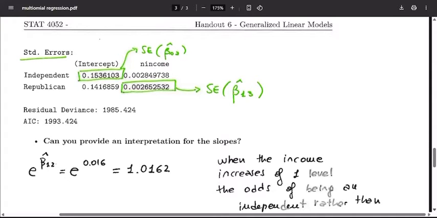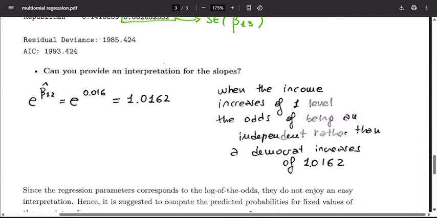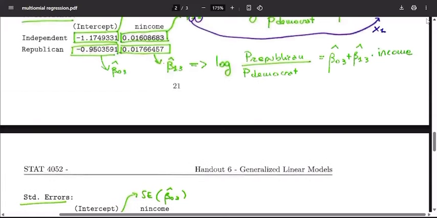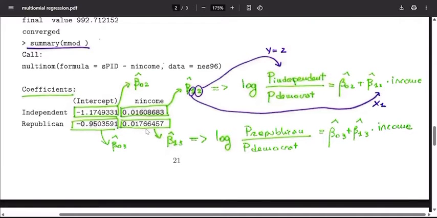Now, can we have a kind of question on this? If the question asks you to provide an interpretation for the slopes, please pay attention. We have two types of slopes here: the one for independent, and the one for the Republican.